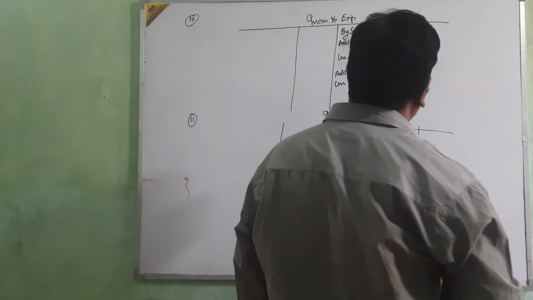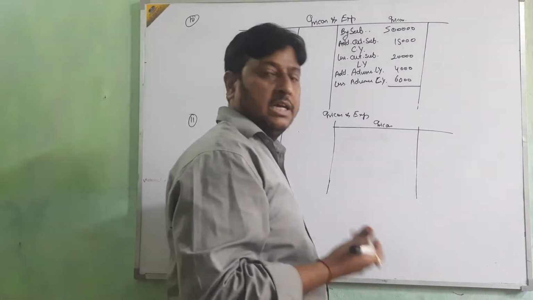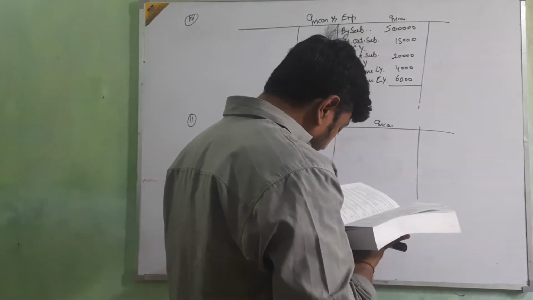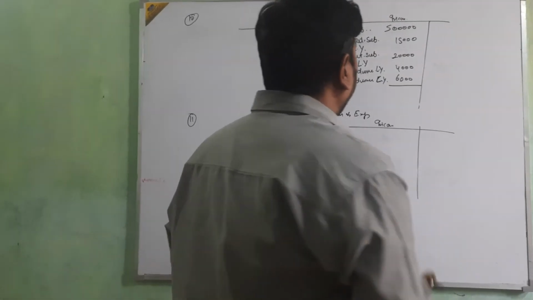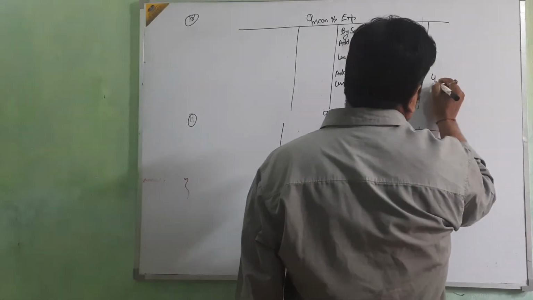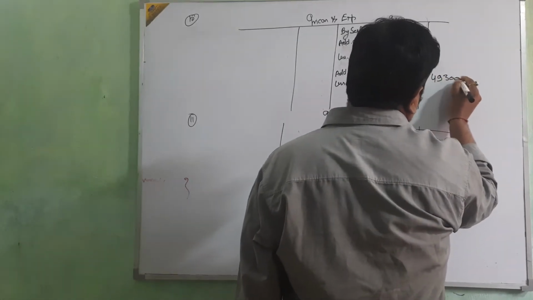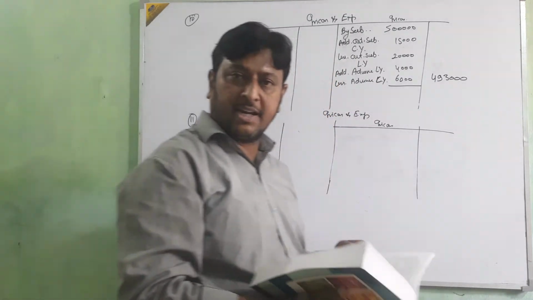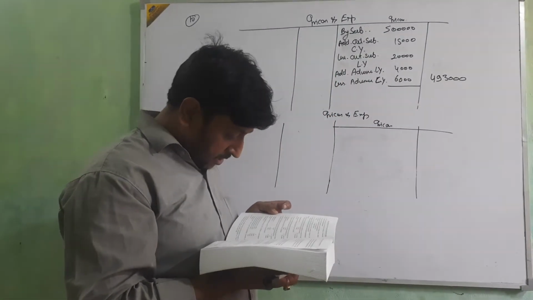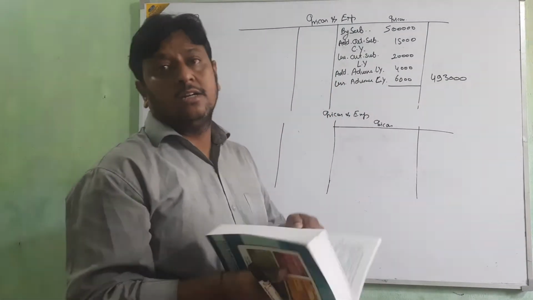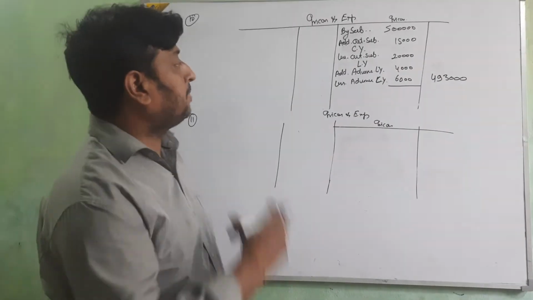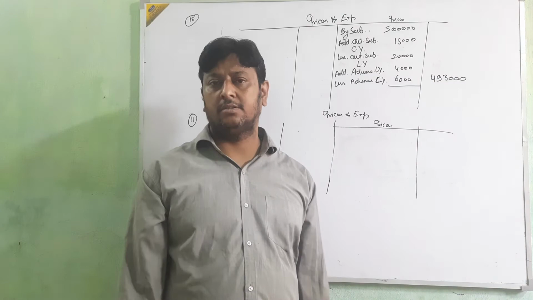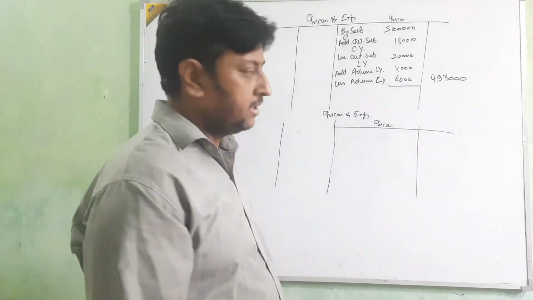It means 7,000 extra in minus, so less that amount from the 5 lakh, then 4,93,000. Okay beta, clear? 4,93,000. How we are presenting is clear or not? Clear? Okay.